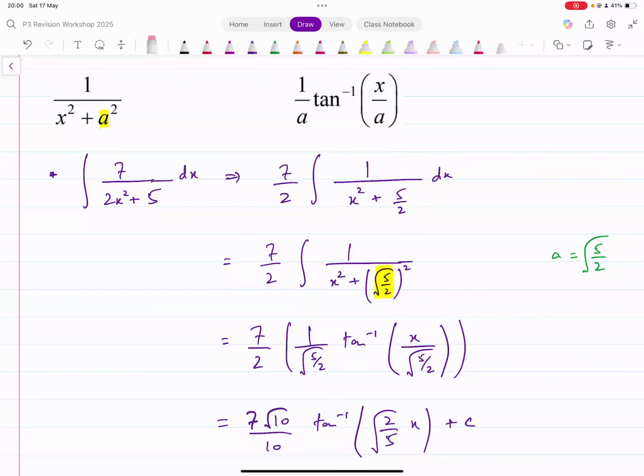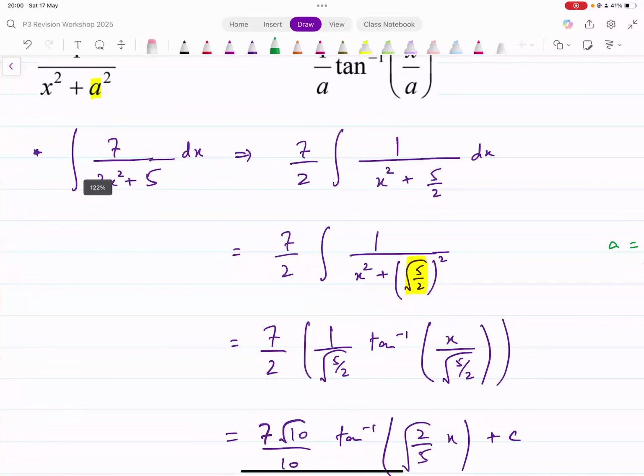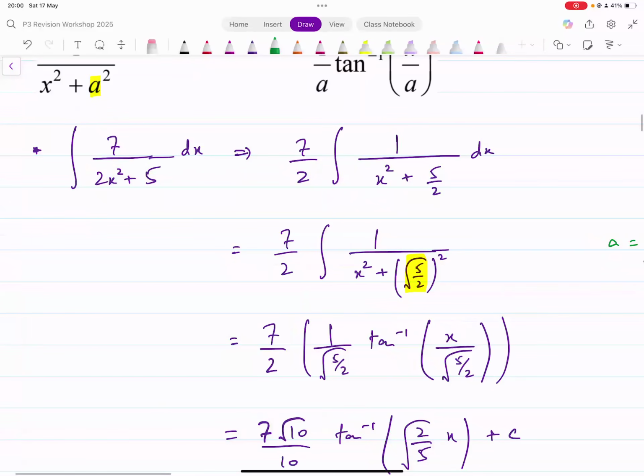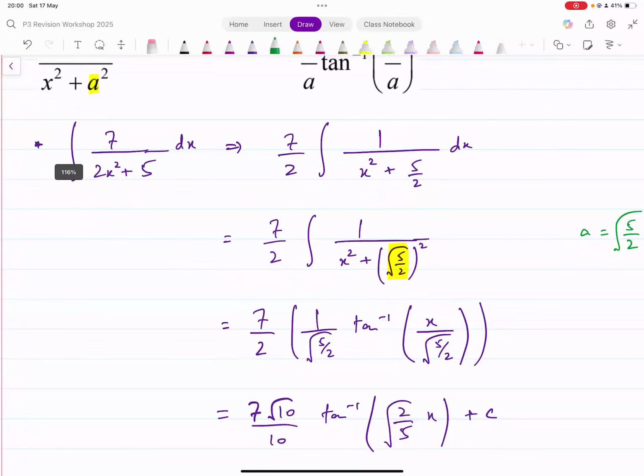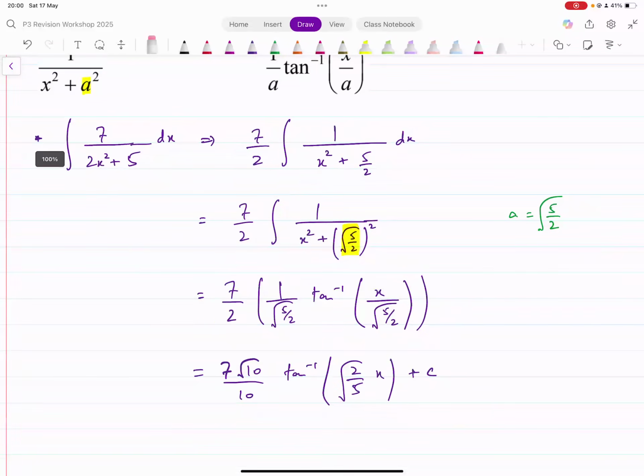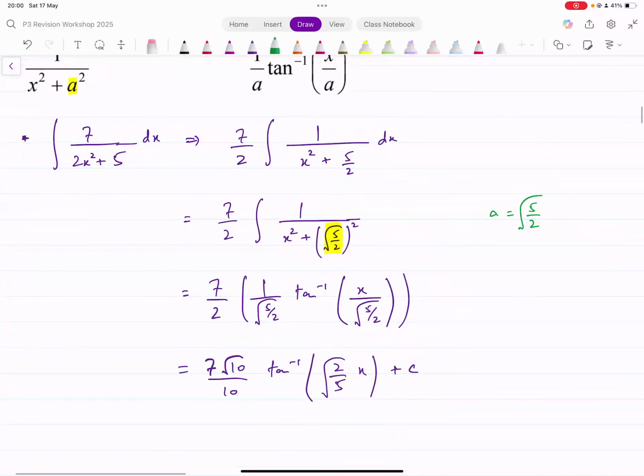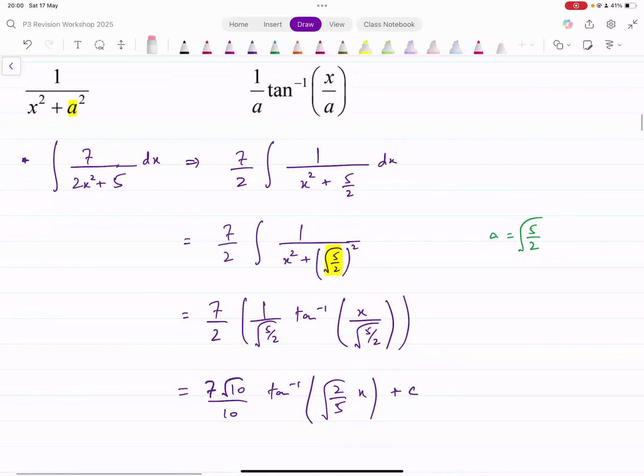Now, it's a fraction that you have. How do we deal with this now? We could write 5 over 2 as square root of 5 over 2 whole squared, and then apply that rule now. 1 over a, that's the value for a that we've got now. The integration becomes 1 over that into tan inverse of x over that. Right, and then you simplify this.